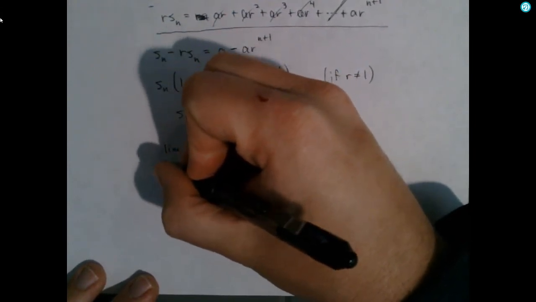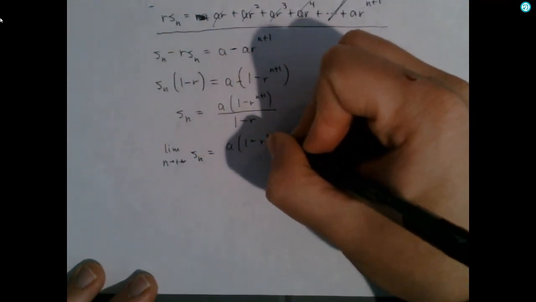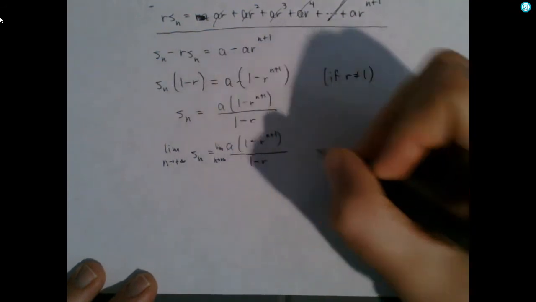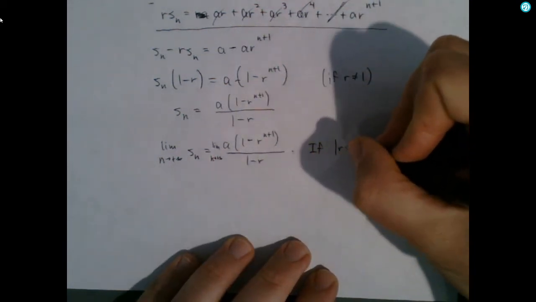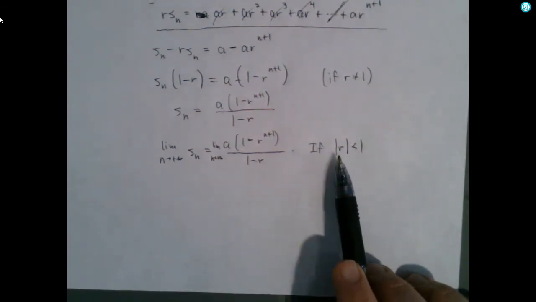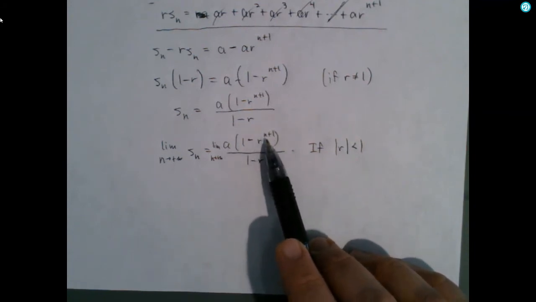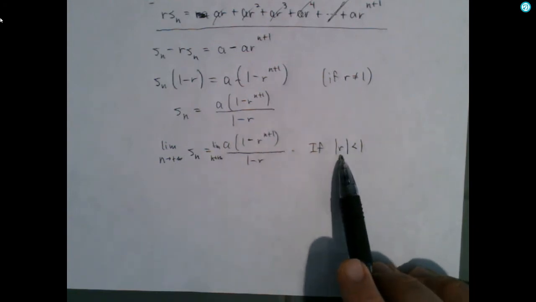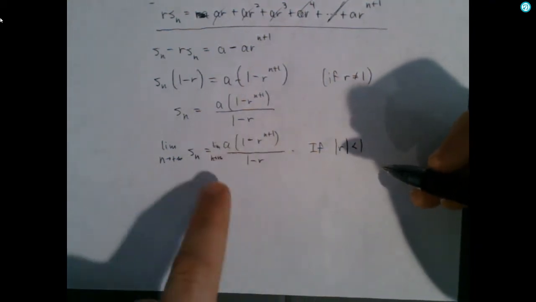The limit as n goes to positive infinity of s sub n equals a times 1 minus r to the n plus 1. Oh, sorry, limit. It equals the limit as n goes to infinity of this thing. Now, let's say if the absolute value of r is less than 1, then this is a fraction. And when you raise a fraction to a really large number, you get a really tiny number. Like 1/2 to the 10,000 is 1 over 2 to the 10,000. This goes to 0. So if the absolute value of r is less than 1, then this thing goes to 0, and you're left with a times 1 minus 0 over 1 minus r, or in other words, a over 1 minus r.